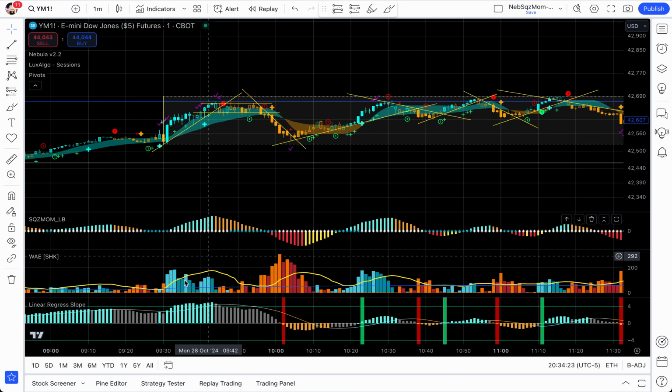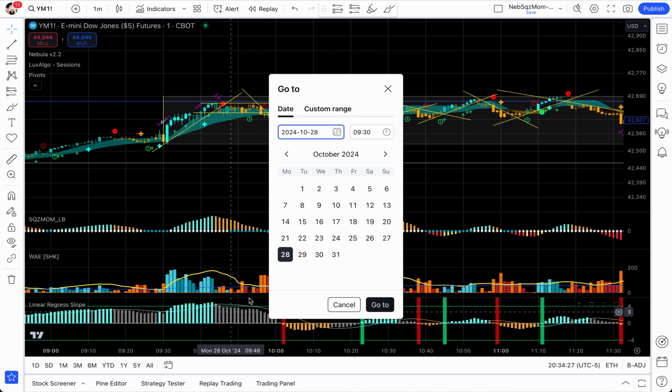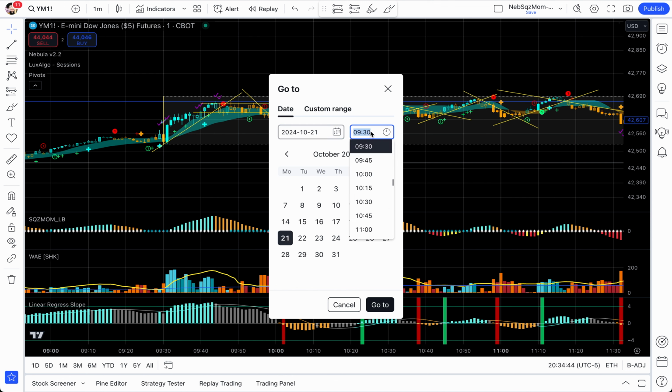Okay, look in TradingView for this gadget at the bottom, this calendar looking gadget. Click on that, and now you can jump back to any day you want. You can't go back too far if you're doing 1 minute candles because TradingView only goes back a few weeks, maybe a month. But we're going to do the 28th. No, we're going to do the 21st, and we're going to say 9:30 in the morning.